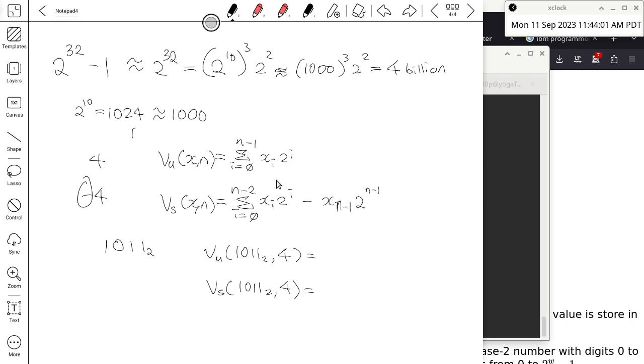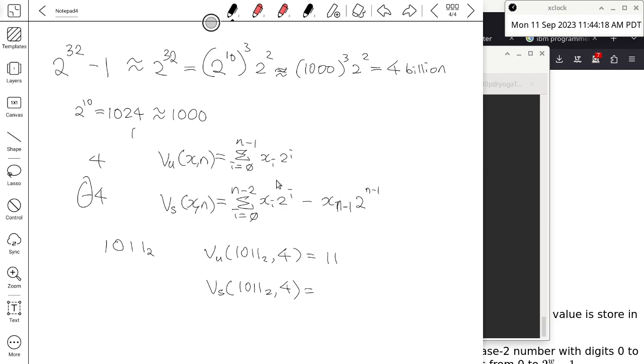VU is easy to do because we just need to add up all the things, right? 1 of 1, 1 of 2, none of 4, 1 of 8. Add them up. What did we get? We saw this earlier in class 2. 11, very good.